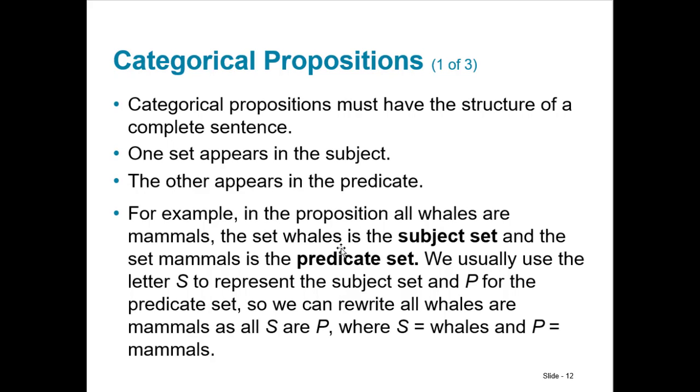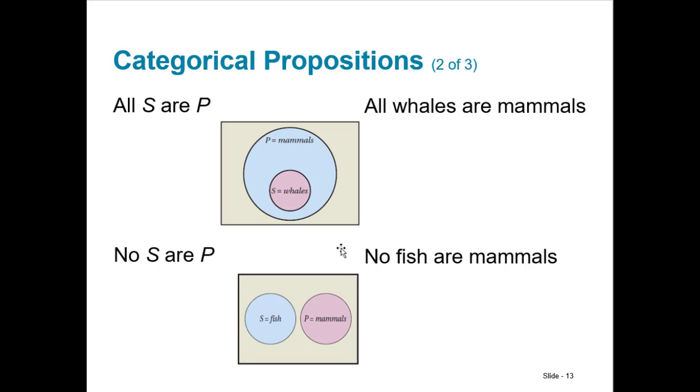So we can rewrite all whales are mammals as all S are P, where S is whales and P is mammals. And then we can see all S are P, and then no S are P would be no fish are mammals.